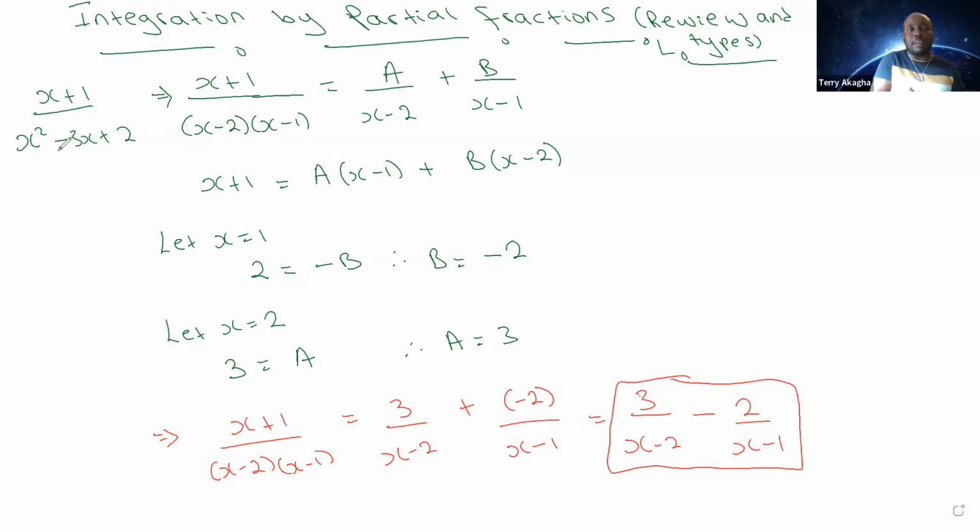So if, for instance, you're given this kind of question now, and instead of asking to do the partial fraction, you were told to integrate x plus 1 over x squared minus 3x plus 2, the same question we just solved. That means the first thing you have to do is break it into partial fractions. Then you apply the rules we talked about in the previous video series.